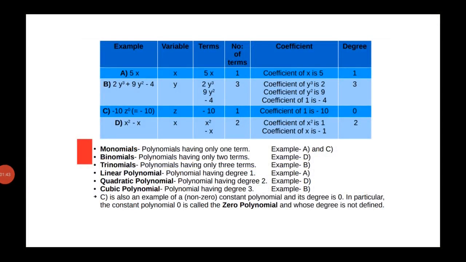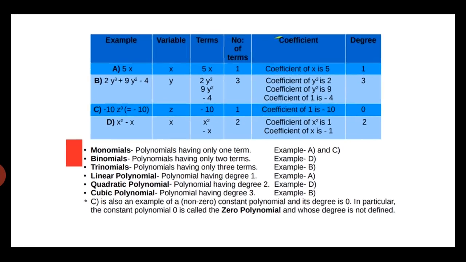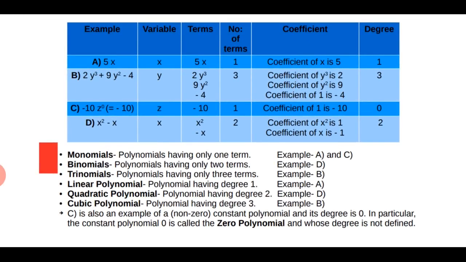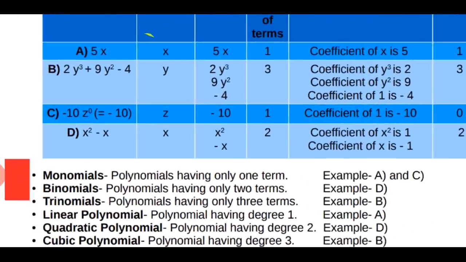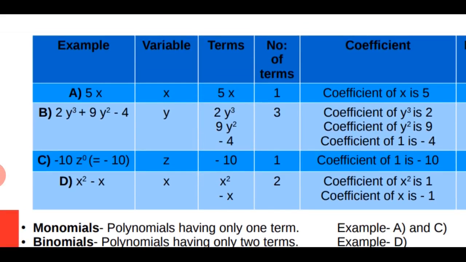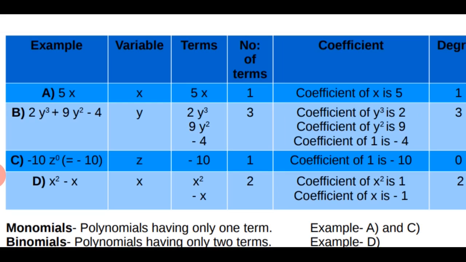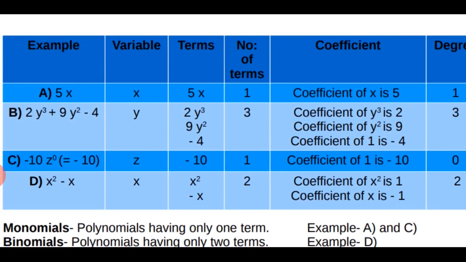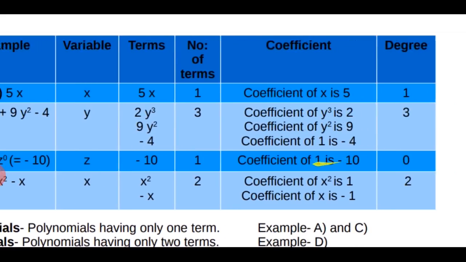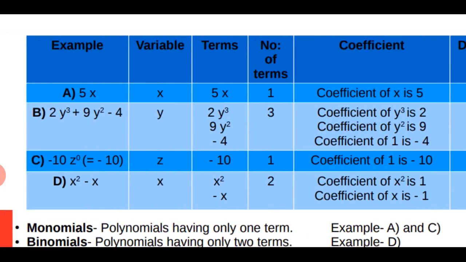Here are a few examples where you can easily understand the difference between the variables, terms and degree. If you see the first example, that is 5x, here x is basically a variable, this whole 5x is called a term, and the total number of terms in this given example is 1. The coefficient of x is actually 5, and the degree of this polynomial is 1.